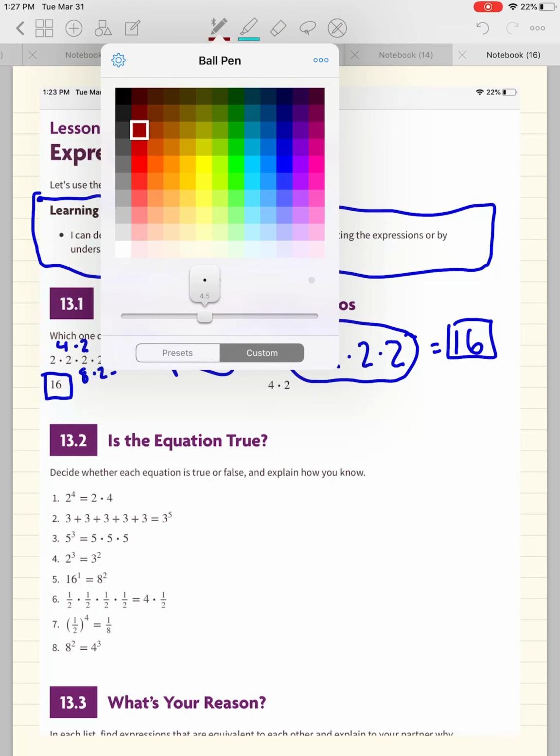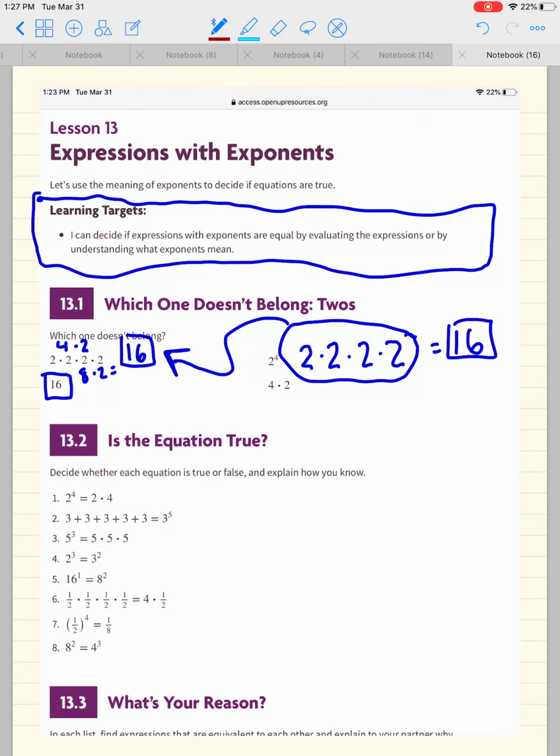Now let's look at the last one and see why it doesn't work. 4 times 2 is not saying 2 times itself 4 times. It's saying 4 plus 4. Okay, it's saying 4 2 times, or it's saying 2 plus 2 plus 2 plus 2. This is equal to 8. So 4 times 2 is the one that does not belong.